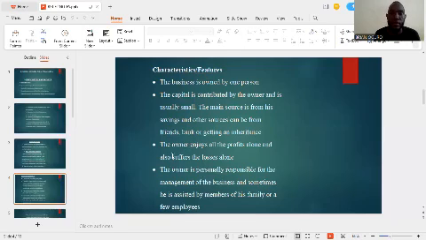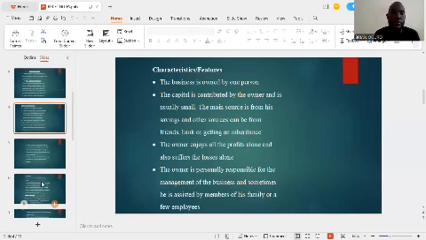The fourth feature is that the owner is personally responsible for the management of the business, and sometimes he is assisted by members of his family or a few employees. So this type of business does not require many people to run it. So the owner can just do it alone or get assistance from family members or even employ a few people to help him or her in the business.